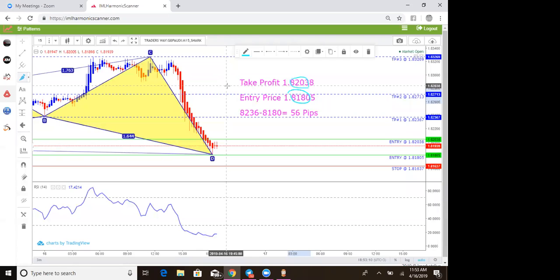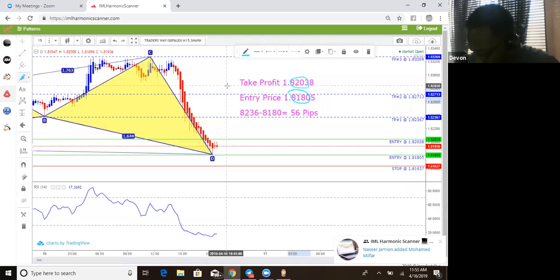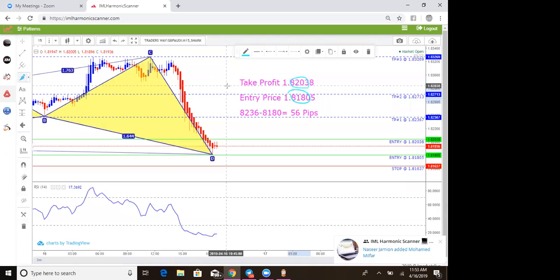I only focus on adding my pipette back on when I am entering a trade, because that's when it matters in my MetaTrader 4. That's the only time that pipette matters, in my opinion. Now, some people might say something different. It just don't matter to me, because I know to add it back on. Right, I do too. So no matter which way you do it, you still get 56 pips.